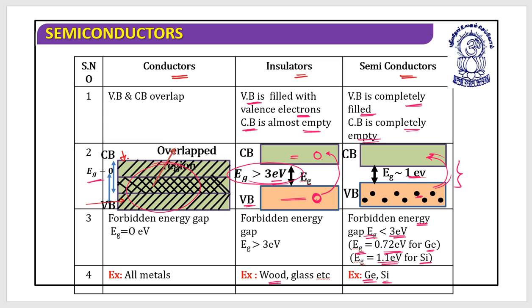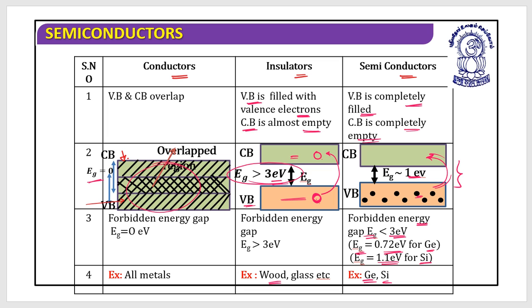So I hope you understand that in conductors the valence band and conduction band already overlap each other, so even at room temperature they start conducting. For insulators there is a large energy gap between these two bands, which means you need to apply a very large amount of energy to make them conduct.